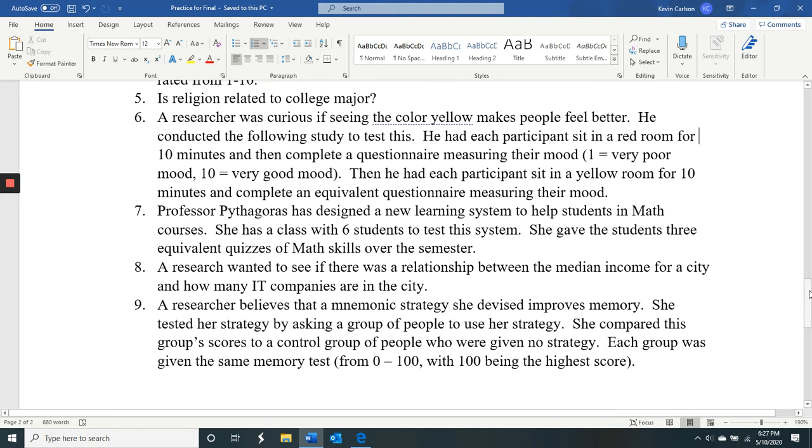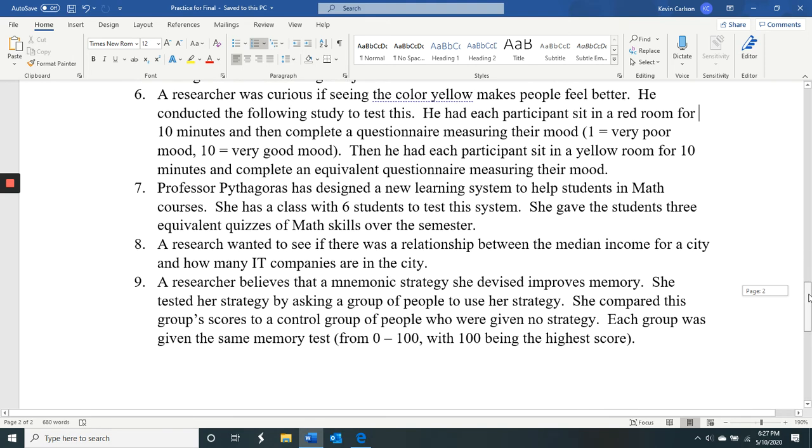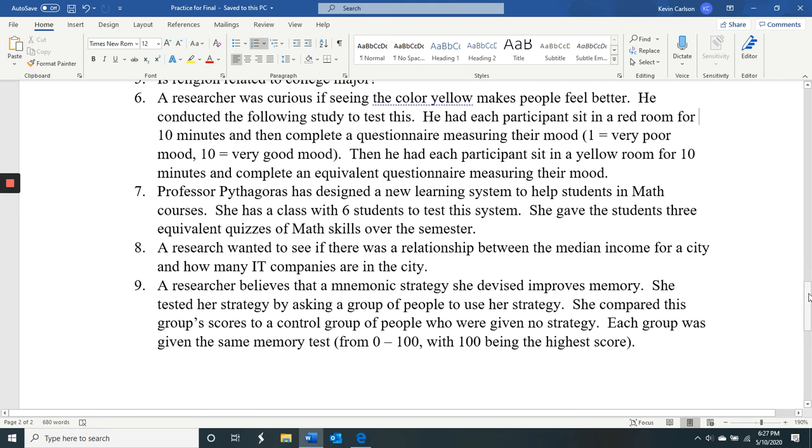And then we have, is religion related to college major? Wow, this is really simple, right? It's not a long description. So religion, we know that's nominal. College major, we know that's nominal. So how do we compare 2 nominal level variables? See if they're related. This is a chi-square. Enough said, I think. That one's really easy.